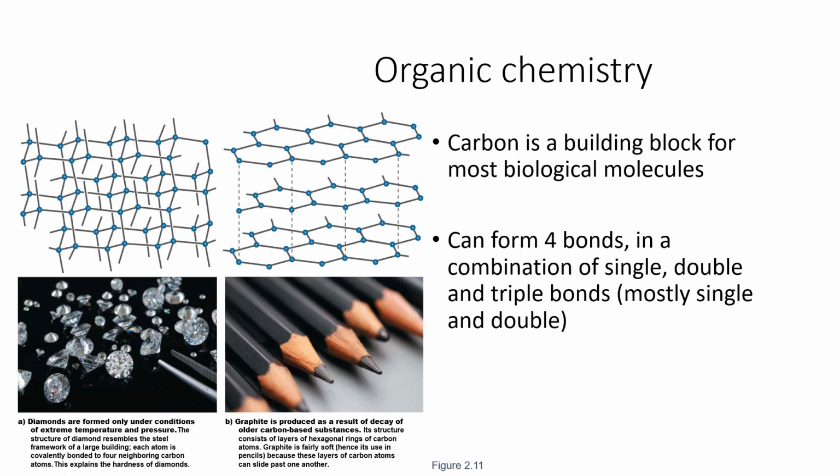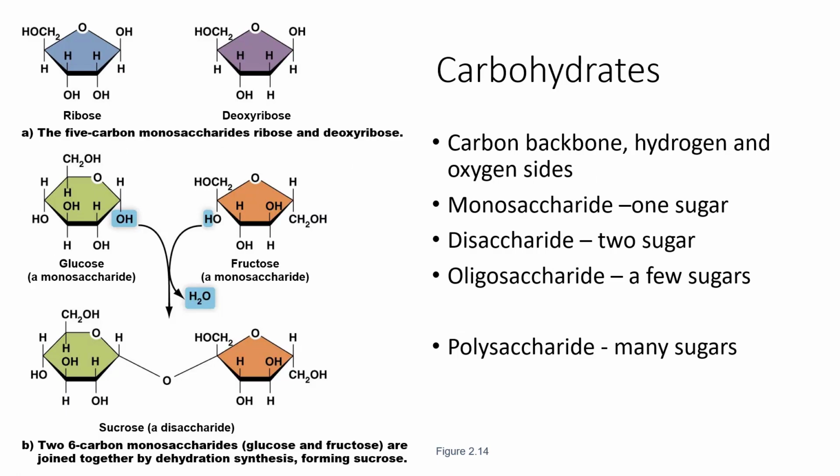Each atom can form 4 bonds in a combination of single bonds, double bonds, and triple bonds. We will see mostly single bonds and double bonds to other molecules. You see, carbon itself can take the form of diamonds or graphite depending on how its bonds are associated.